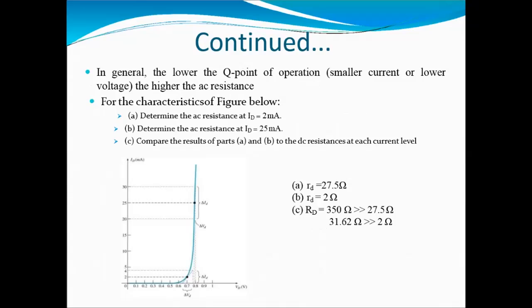For the characteristics of the figure below, determine the AC resistance at ID equal to 2 milliamps. Part B, determine the AC resistance at ID equal to 25 milliamps. Part C, compare the results of parts A and B to the DC resistance at each current level. RD is equal to 27.5 ohms. Part B, RD is equal to 2 ohms. Part C: RD is equal to 350 ohms, so greater than 27.5 ohms. Next, 31.62 ohms, greater than 2 ohms.